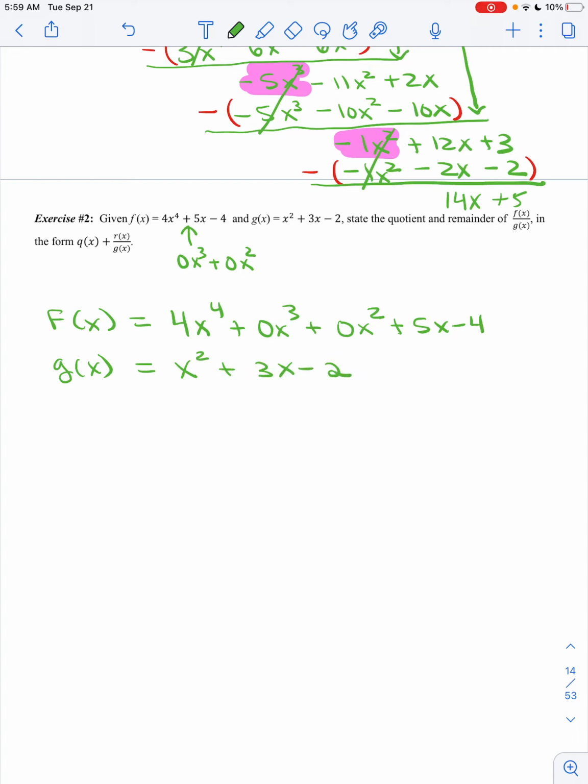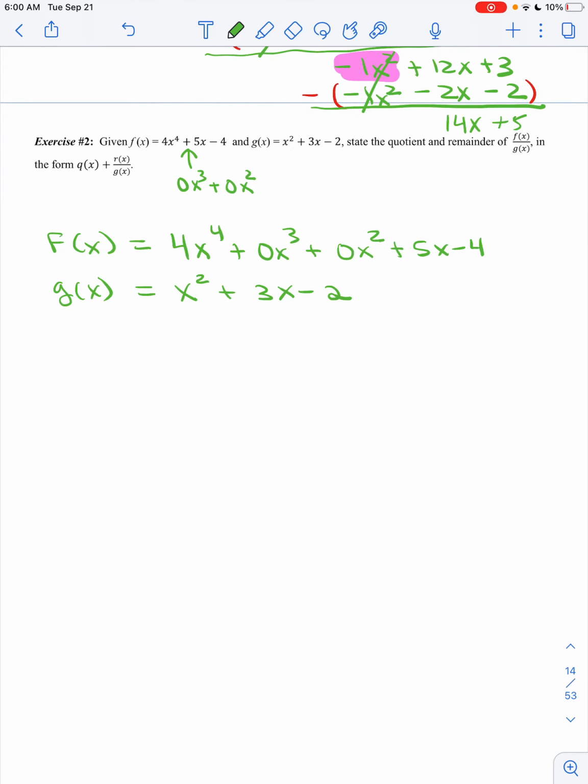I'd like you to pause the video now and try question number 2. Okay, let's go over question number 2. So we have this polynomial f of x, and we're dividing it by g of x.